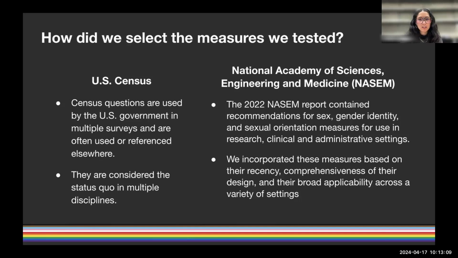So thinking about the measures that we tested, the US Census is one of the extremely commonly used benchmarks for asking a variety of different questions. Because there is a status quo in multiple disciplines, we chose that as our baseline for how to ask these questions. Additionally, in 2022, the National Academy of Sciences, Engineering, and Medicine issued a report that was the result of a coalition of quite a lot of people across varying disciplines that asked and measured responses to different question phrasings.